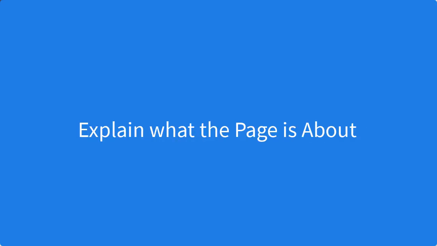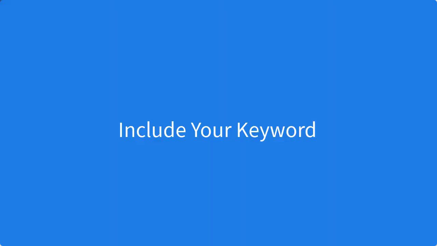How to write a meta description. Explain what the page is about. The meta description should answer the question, what is the page about? It should describe what readers will learn when they visit the page. Make sure the description is relevant to the content on the page. Don't try to trick people. You want the meta description to create a clear expectation so it'll attract the right people who stick around when they see your website.